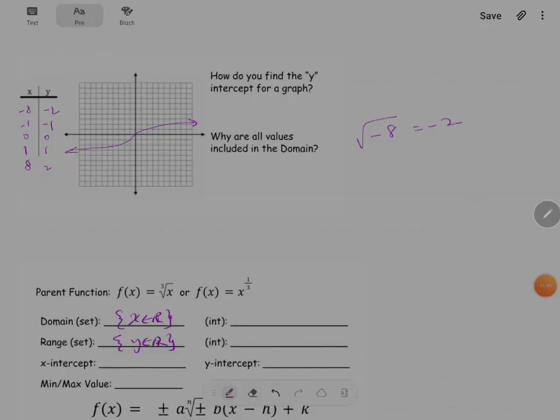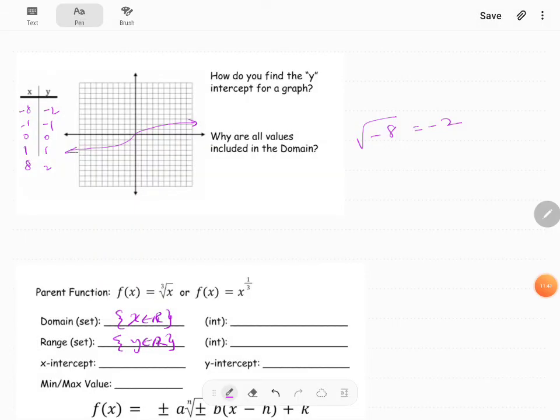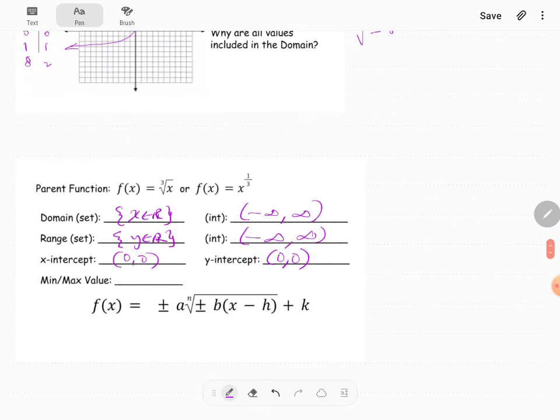So the interval notation would be negative infinity to infinity, and so will be the range. And both are intercepting the x and y axes at 0, 0, the origin. All right. So the min and max value is not applicable here. It's all infinity. So the same kind of transformation function is the same as above.